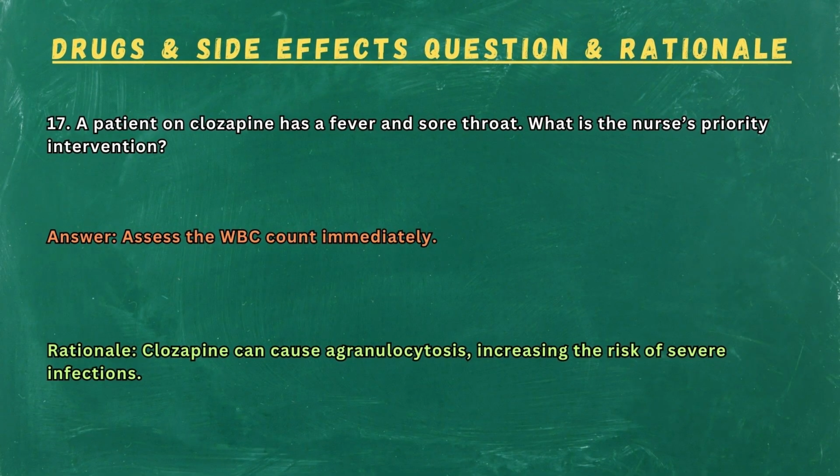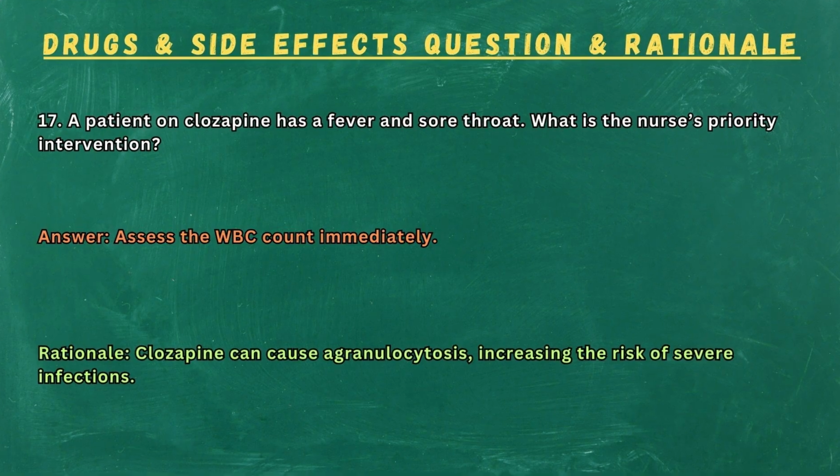17. A patient on clozapine has a fever and sore throat. What is the nurse's priority intervention? Answer: assess the WBC count immediately. Rationale: clozapine can cause agranulocytosis, increasing the risk of severe infections.